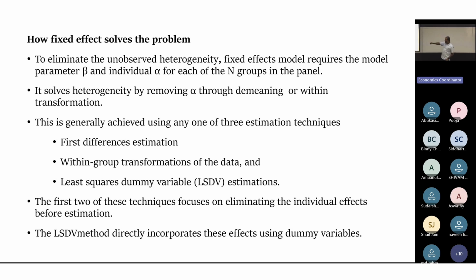If you look at this, the first two techniques focus on eliminating the individual effects. They try to remove the heterogeneity from the model. Whereas the final one tries to model it. It tries to incorporate it through dummy variables, the LSDV model, right?